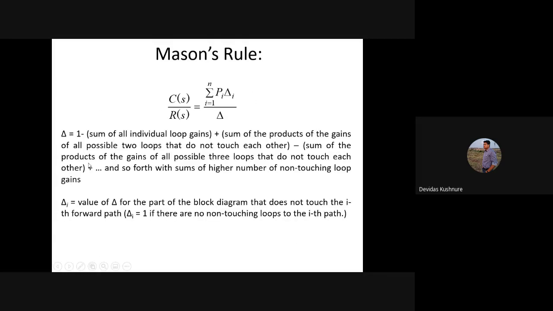Delta is calculated as 1 minus the sum of all individual loop gains, plus the sum of the products of gains of two non-touching loops, minus the sum of gain products of three non-touching loops, and so on. Delta i is related to the ith forward path. The part which is not touching that particular forward path gives delta i equal to 1. Otherwise we get 1 minus the loops which are touching the forward path, and that is delta i.